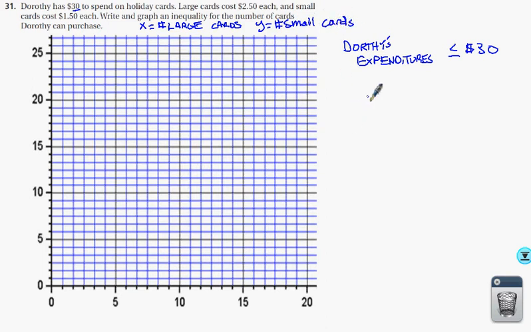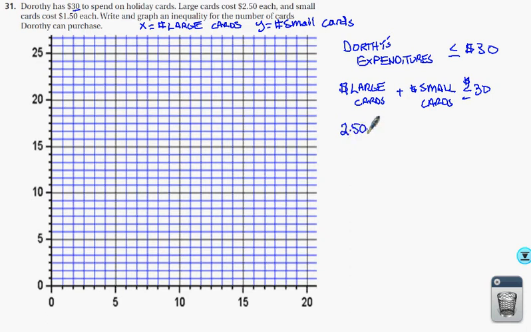Okay? So we know that the money she spends on large cards plus the money she spends on small cards has to be less than or equal to $30. Okay? Well, how do we express the amount of money she spends on large cards? Each large card is $2.50. So we know $2.50 is going to be in there someplace.